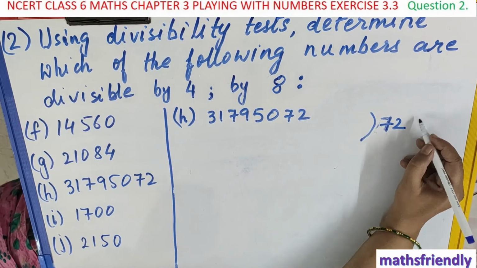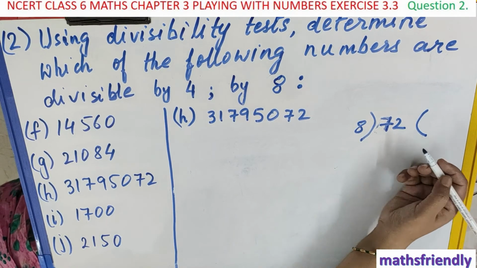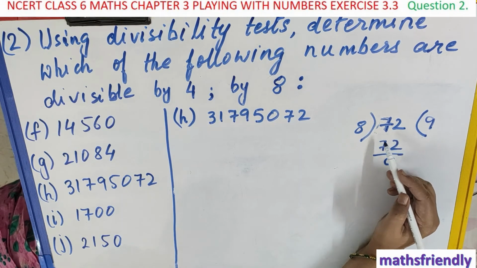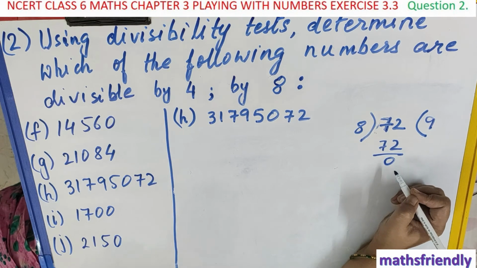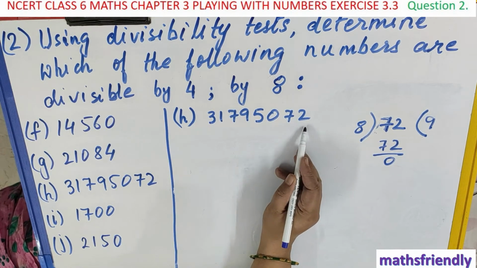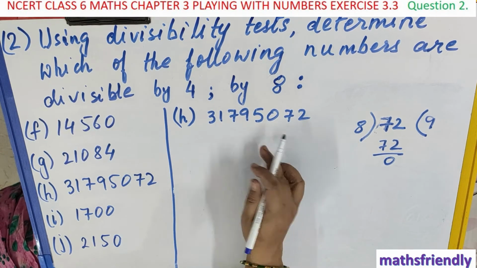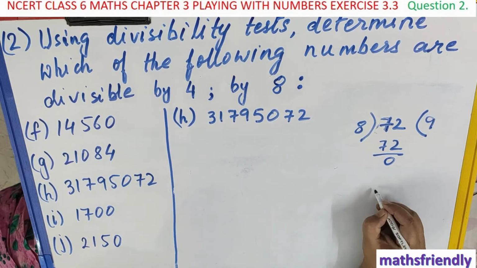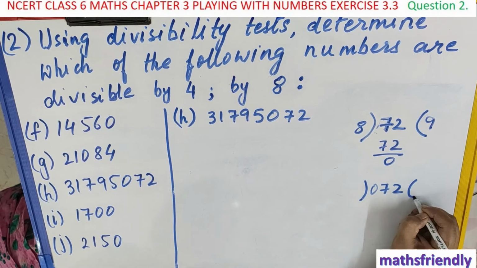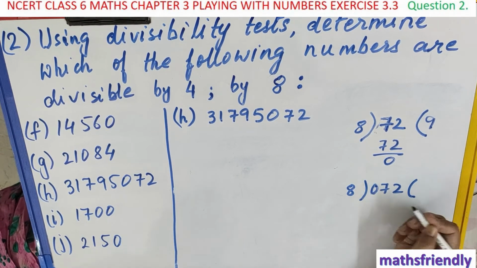So we will check whether this 72 is divisible by 8 or not. It means 72 is completely divisible by 8 because we got the remainder 0. So we can say that yes, the number formed by the last three digits is divisible by 8. It means that the complete number is also divisible by 8. Or if you wish, you can divide 072 by 8 to check whether it is divisible by 8. Just for your satisfaction I will do this.